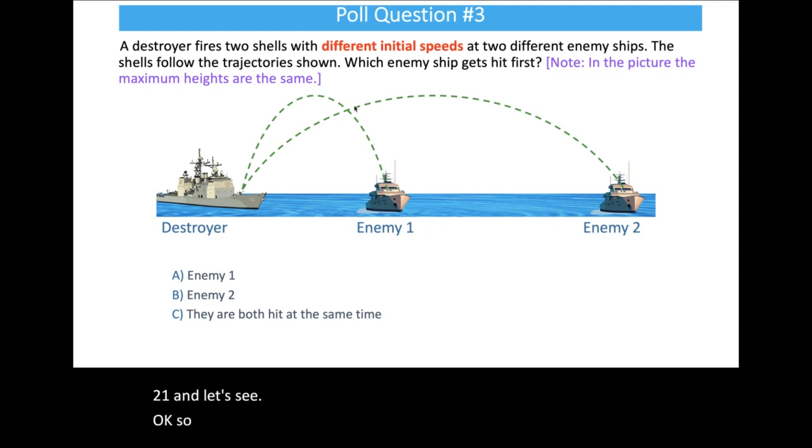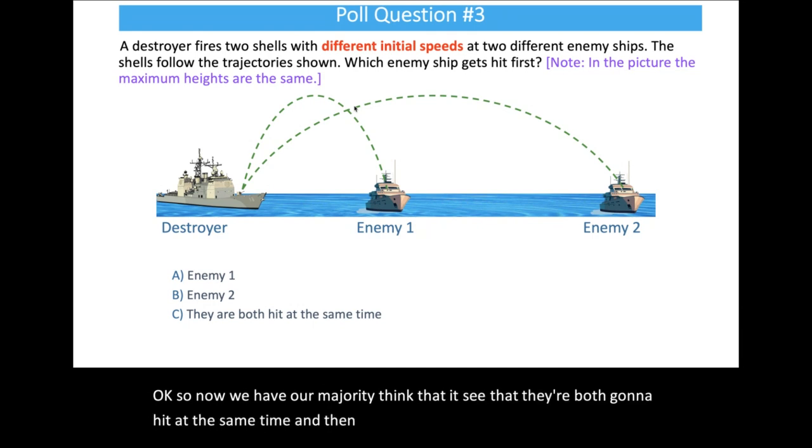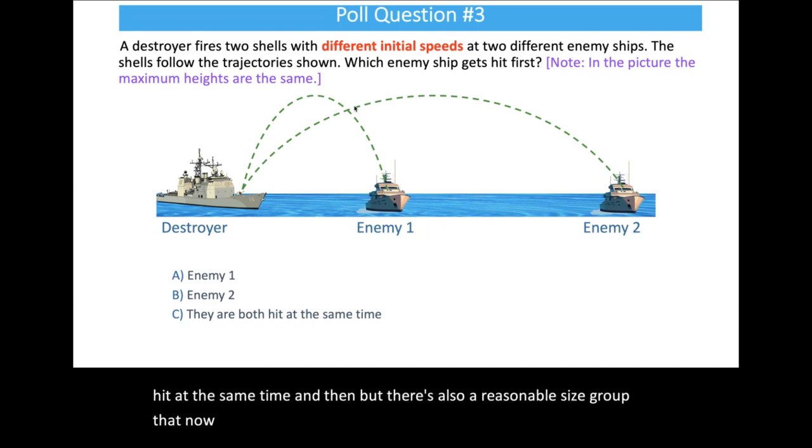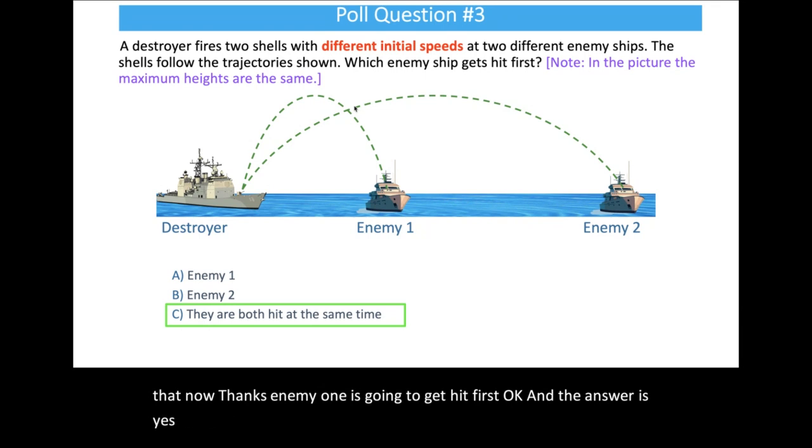Okay, so now we have our majority think that it's C, that they're both going to hit at the same time. But there's also a reasonable size group that now thinks enemy 1 is going to get hit first. Okay, and the answer is actually C. Well done. Okay, so why C? Why are they both hit at the same time here?